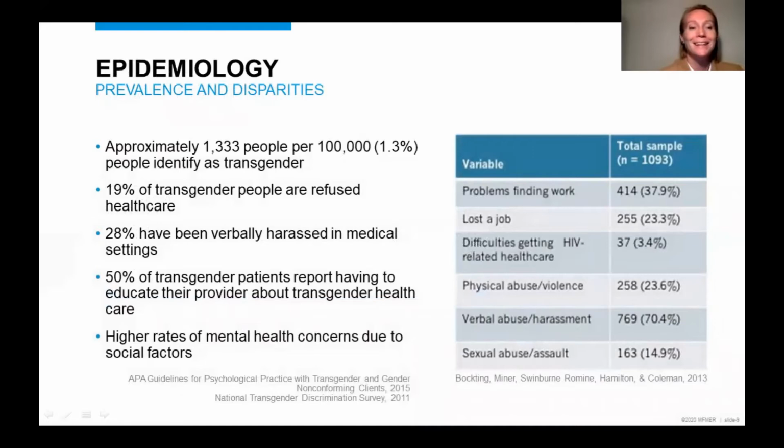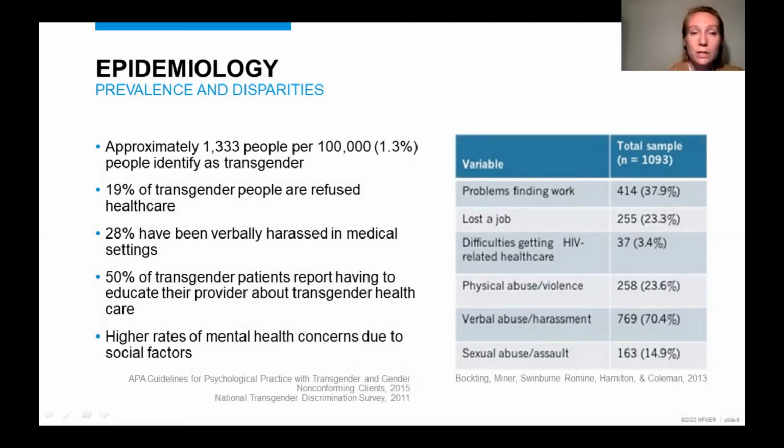Okay, next we have a bit more about the epidemiology of this community. Approximately 1,300 people per every 100,000, or about 1.3% of people, identify as transgender. A study conducted in 2011, a national survey here in the United States, showed that 19% of transgender people are refused healthcare. This can be due to many reasons. One big reason is that medicine for the transgender community is not taught in medical school. As such, when providers see transgender patients, they may not feel comfortable treating their specific conditions.